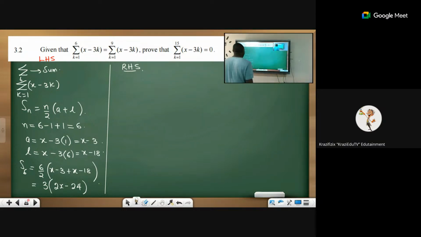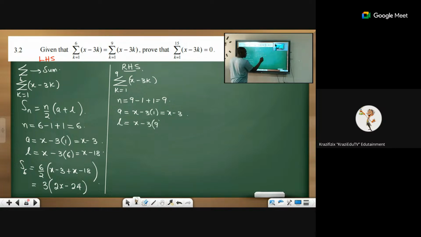Nikki, are you okay now? Nikki, are you okay? Nikki says slow down. All right. Let's interpret. What does this expression mean to us? Again, it's a sum, right? So what is our n? 9 minus 1 plus 1. That gives us 9. What is our a? First term. Anywhere you see k, what do we put? 1. What do we have? X minus 3. What is the last term? X minus 3. Top is what? 9. X minus 27.